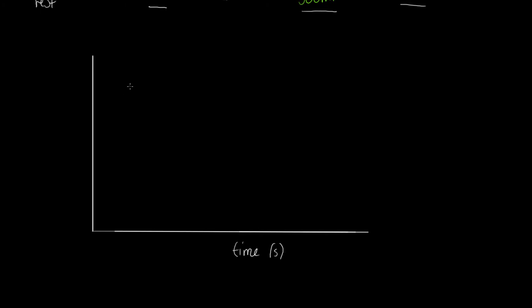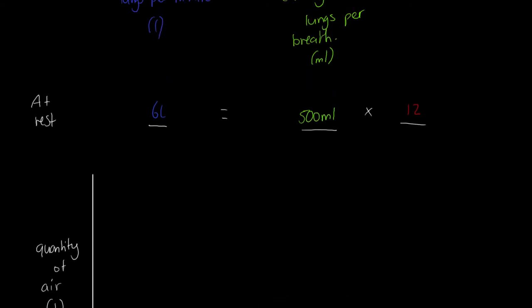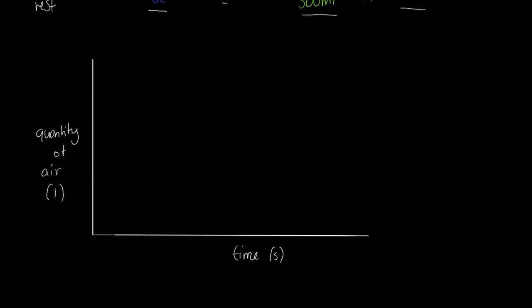On the y-axis, we are talking here about a quantity of air, and of course we know that's going to be measured in litres, well, it could be millilitres. Now, the point I want to make here is I'm going to take my green, my tidal volume, and I'm going to represent this at rest to begin with.